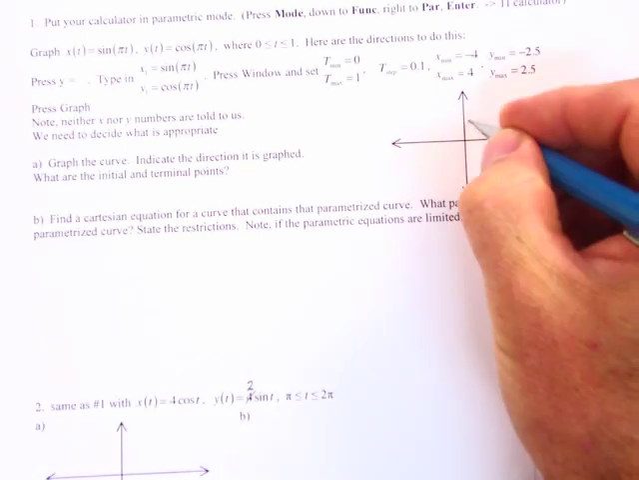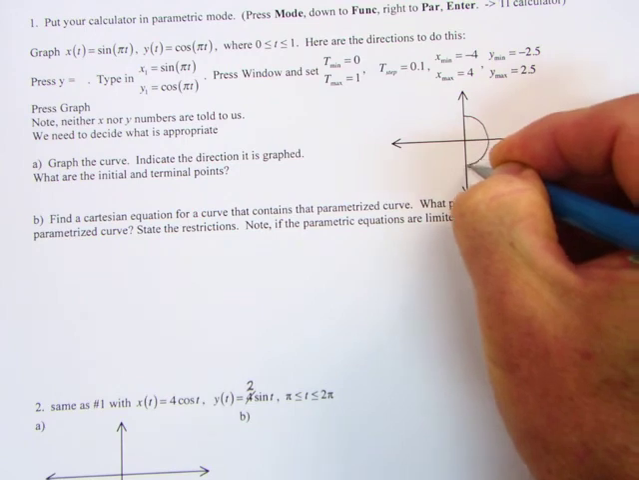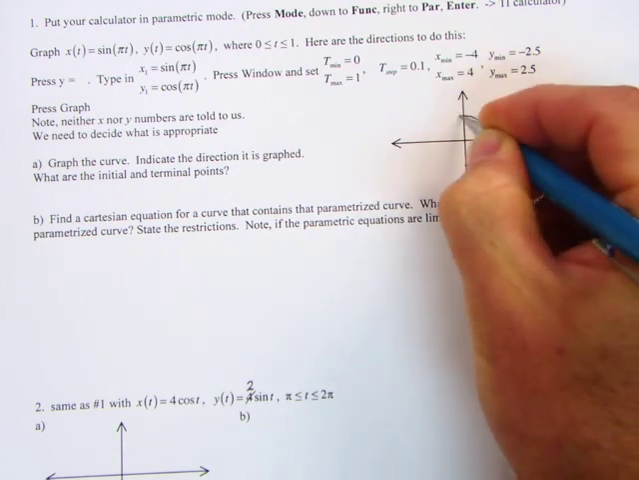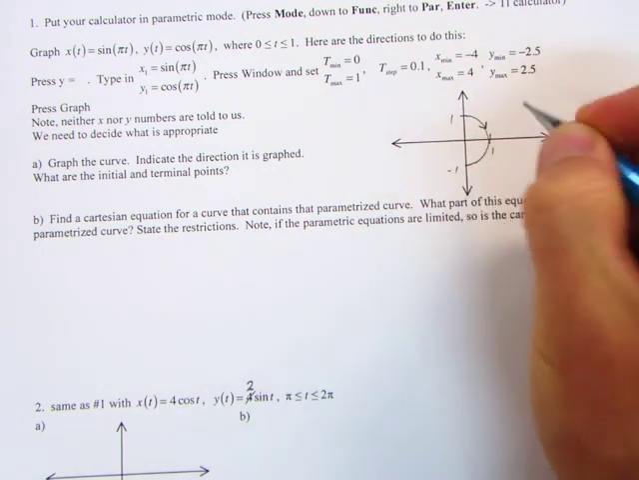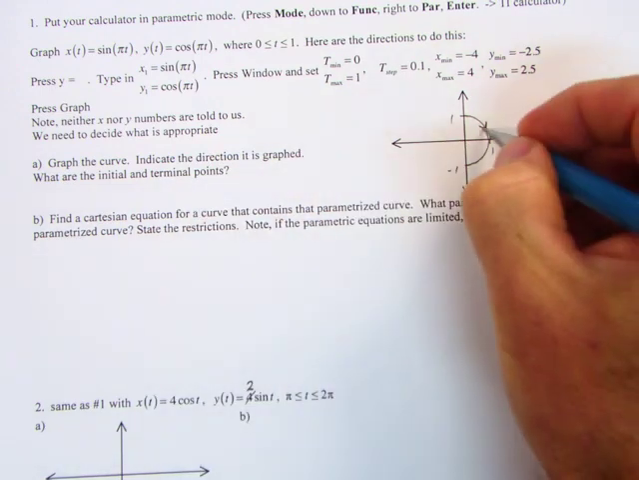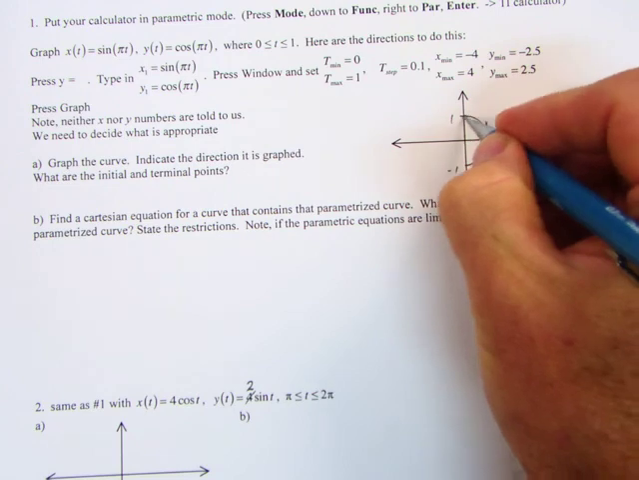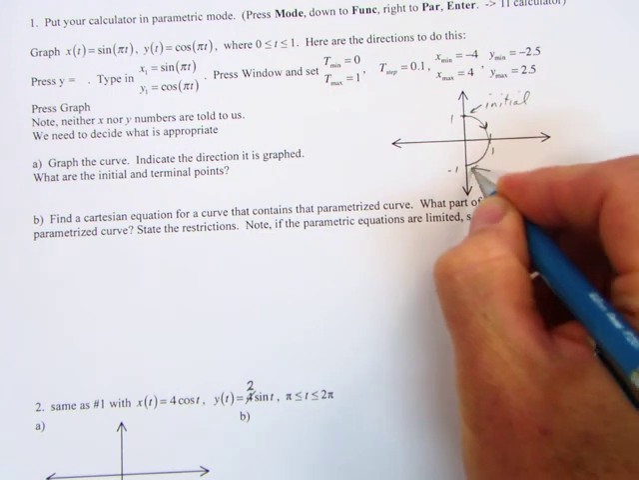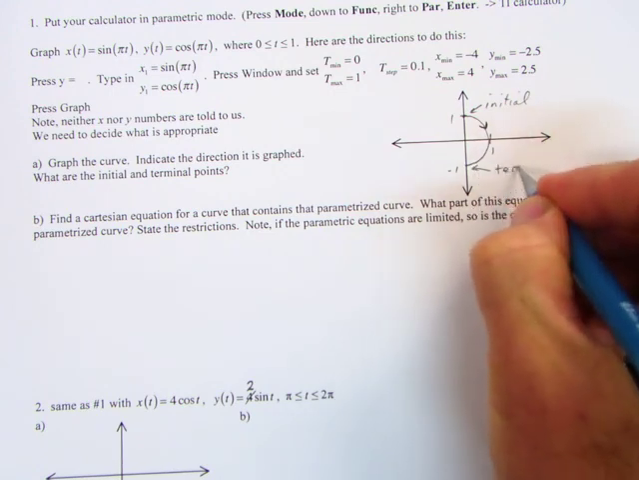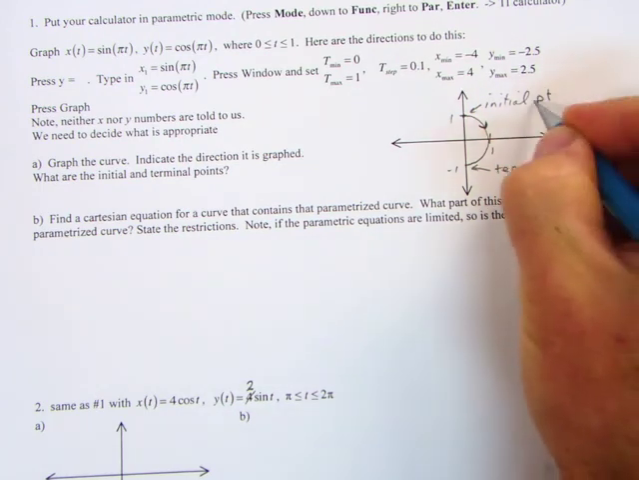Let's sketch that graph. Now the calculator will look more like an ellipse, but it's actually a circle. This value there is 1, this is 1, and this is -1. We have the direction it's going, so we indicate the direction, so we'll put an arrow saying it's going this way. What are the initial and terminal points? Well, here is our initial. We could see that, and then here is the terminal point.